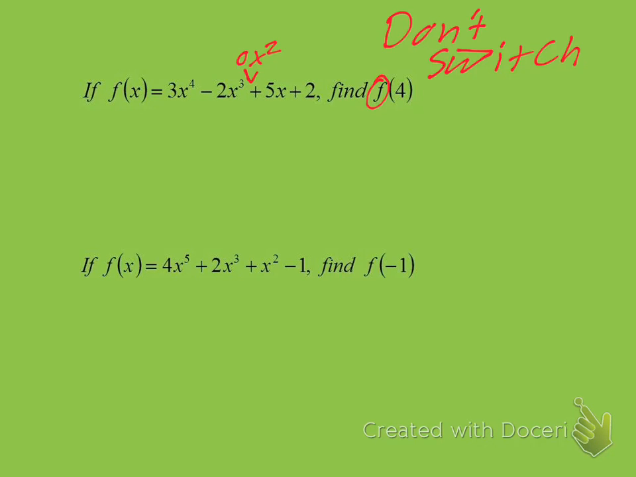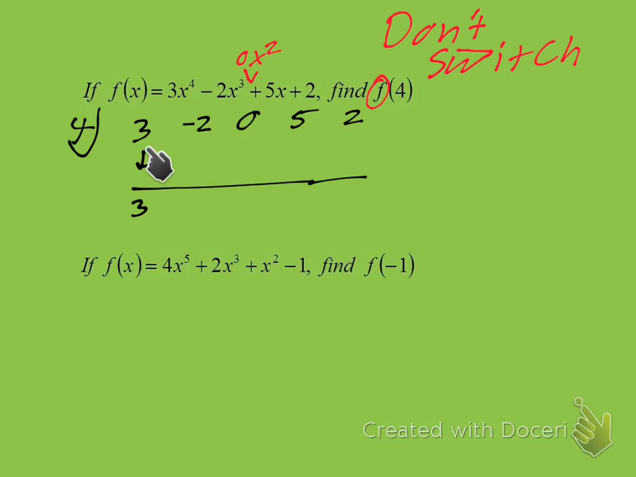After that, set everything up. So we don't switch our sign. So we put in a 4. 3, -2, 0, 5, 2. Bring the first one straight down. That's why you put that arrow in there, so you bring the first one right down.